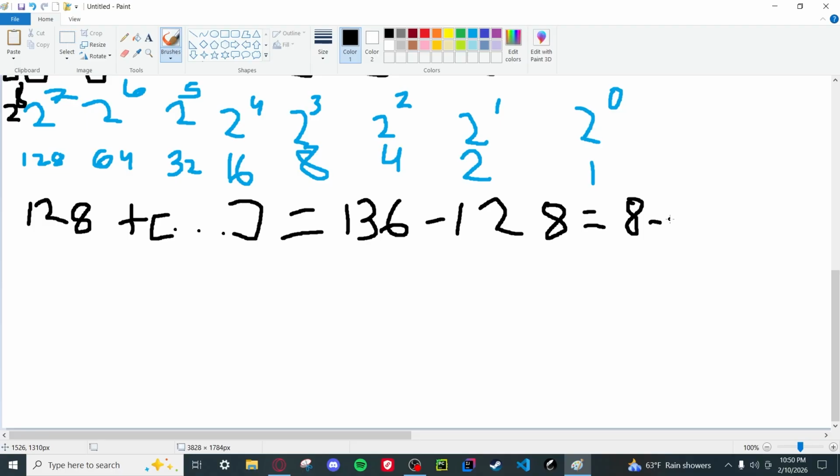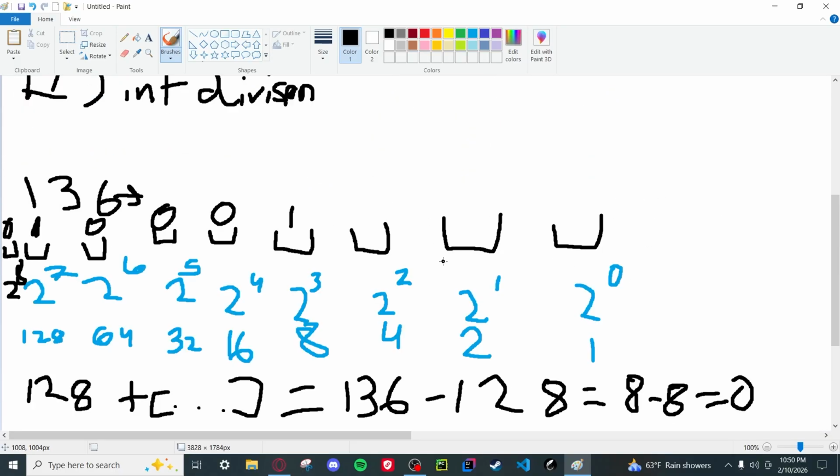Minus that 8 again, because now we're saying we have 128 plus 8. So now we have room for 0 more numbers. So automatically all this is 0. And you get an answer of 1 0 0 0 1 0 0 in base 2.